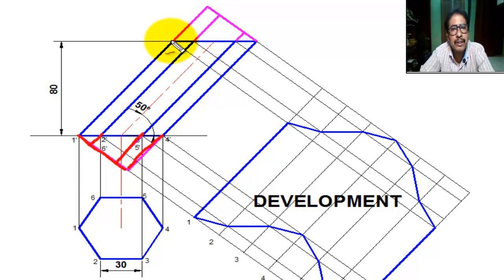Similarly, upper portion, we extend this line and draw perpendicular from this point, extend this line. So this portion we draw extra to convert the regular hexagonal prism.